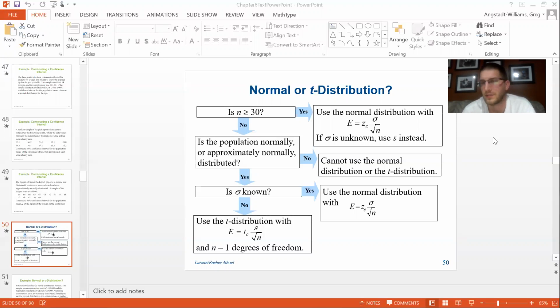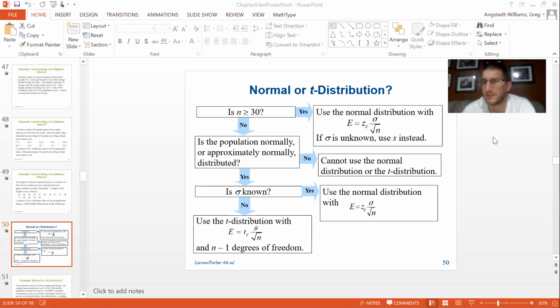If yes, you ask yourself another question, a third question. Do you know sigma? So do you know the population standard deviation? If you do, then you can still use Z scores with a normal distribution. If you don't, that's when you use the T distribution with the T scores, right? So all of these outcomes go to either T, Z, or not possible.